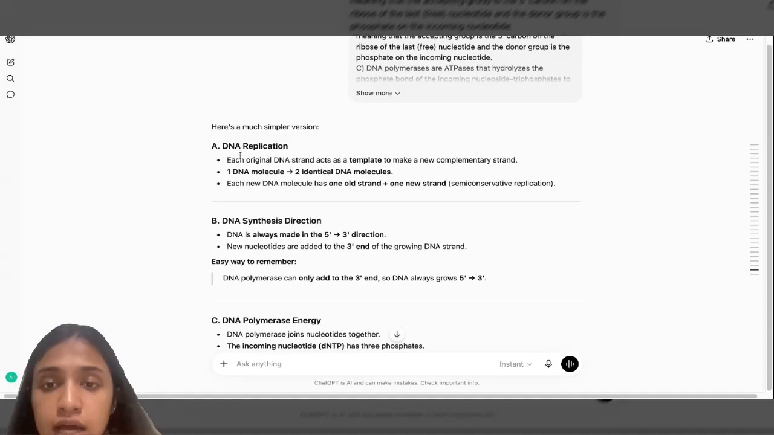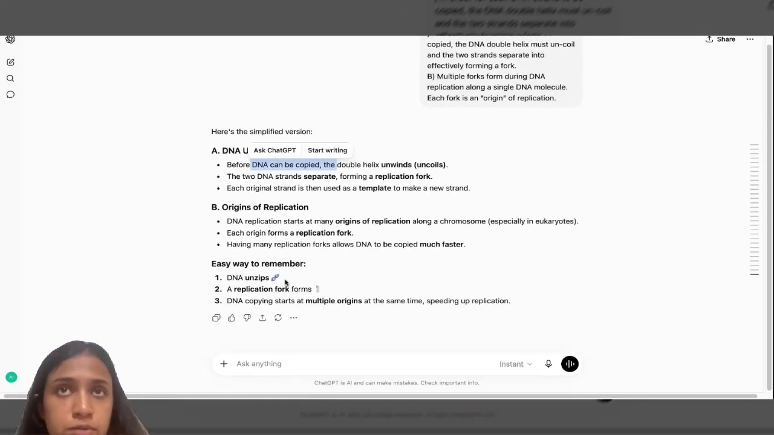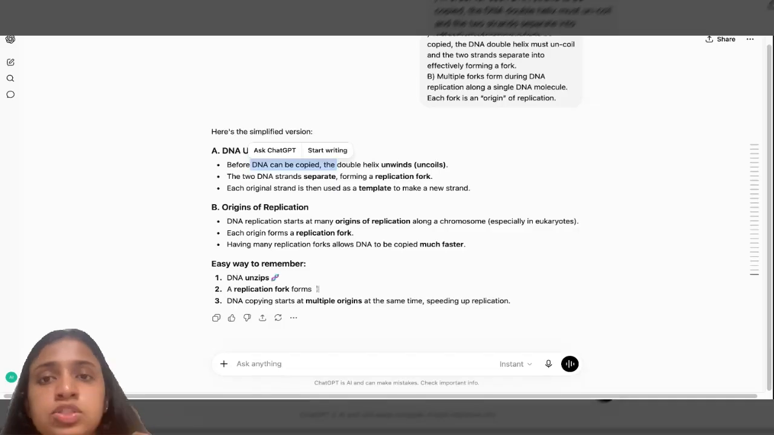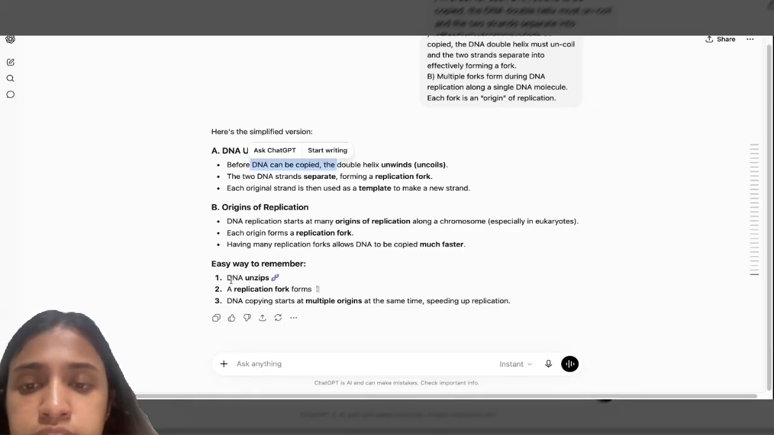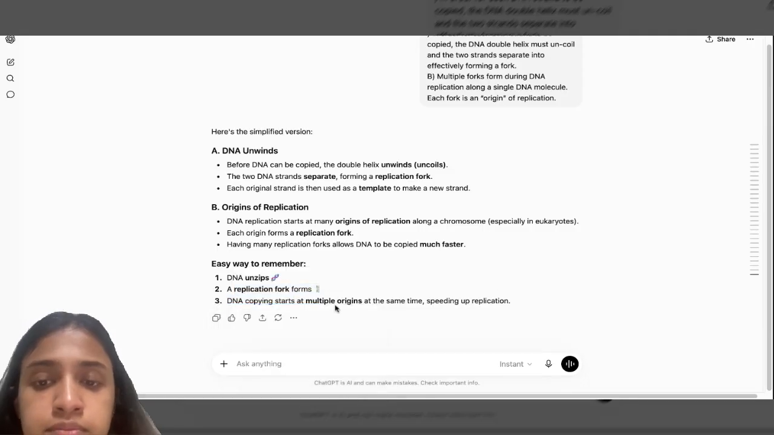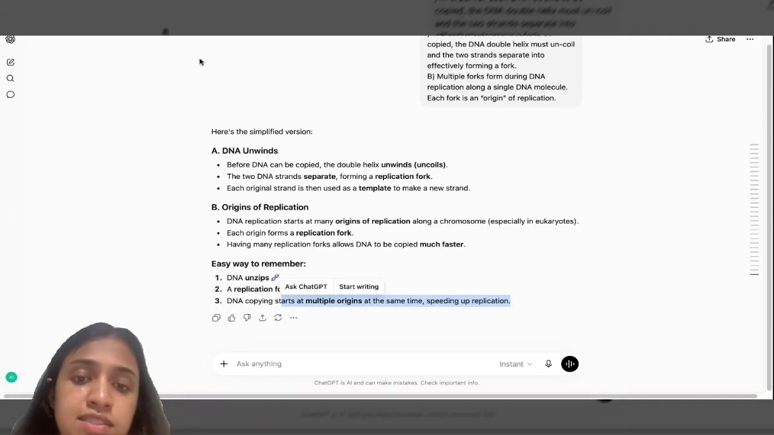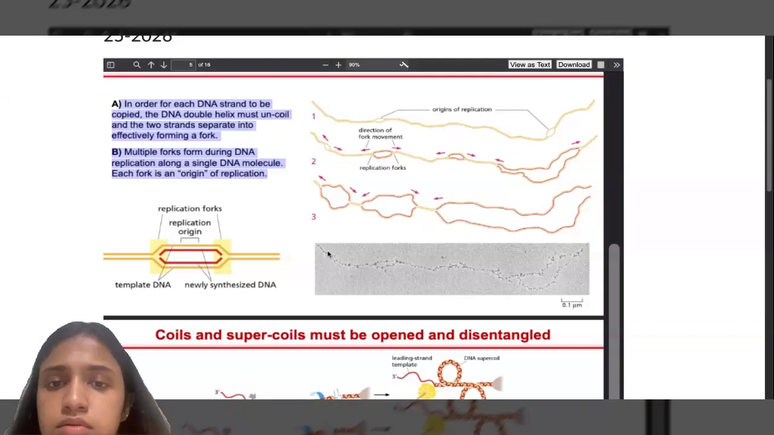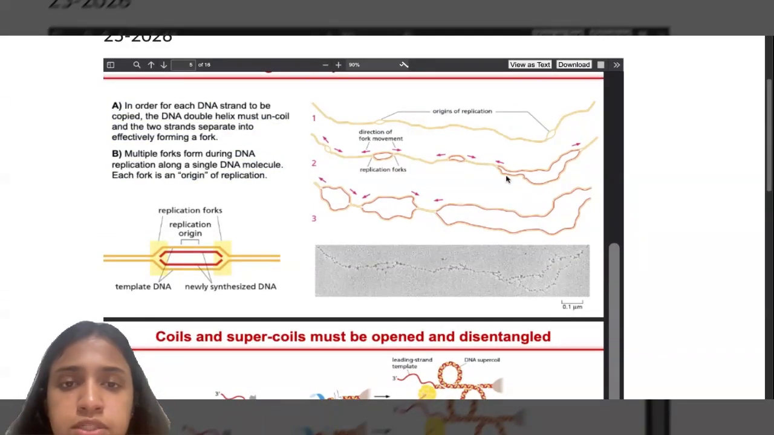So before all the jazz that happened here, for DNA replication you need the origin of replication. How does this fork happen, basically? The double helix uncoils at first, and then the two DNA strands separate and form a replication fork. So essentially the DNA unzips, a fork forms, and then DNA starts copying at multiple origins at the same time, speeding up replication because it's not just one origin of replication, there are multiple. As we can see, there are multiple sites. So these origins of replication are formed.